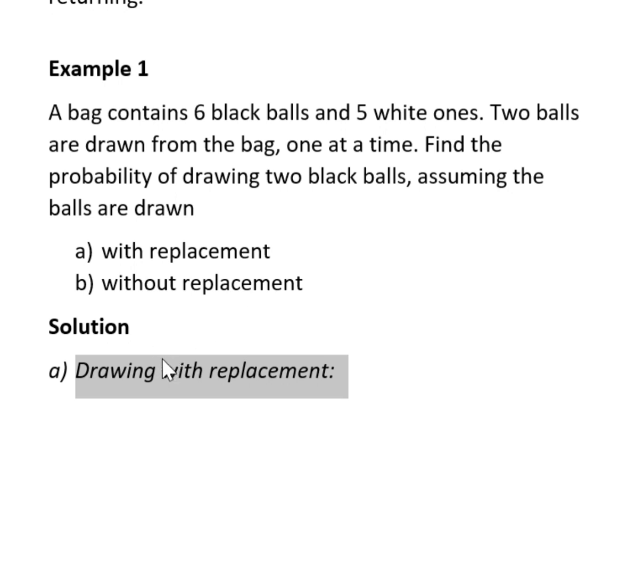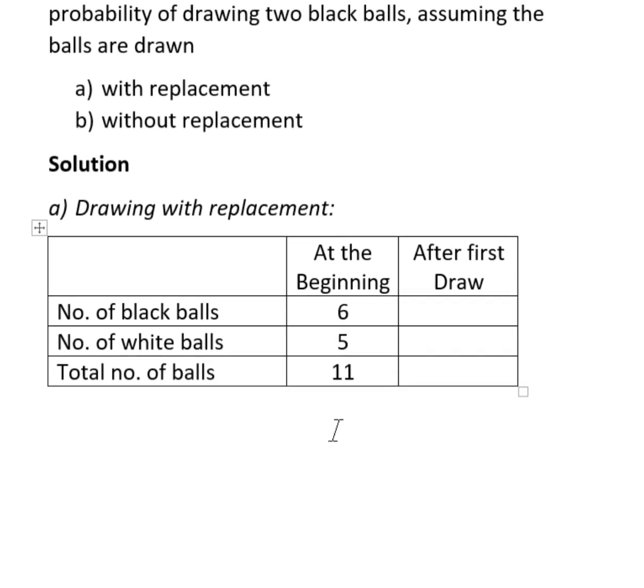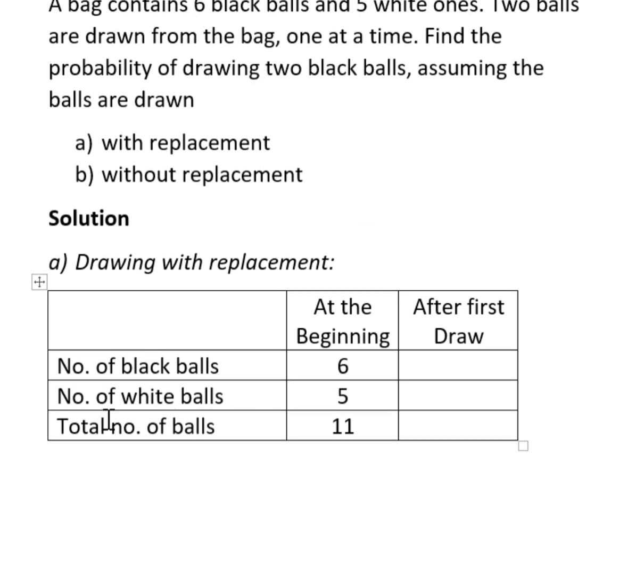Now starting with the first one, drawing with replacement, let's have a table that summarizes the items we have here. We realize that at the beginning of the experiment, before we pick anything, the number of black balls is 6, given here, and the number of white balls is 5, given here. So the total number of balls in that container is 6 plus 5, giving us 11. Now, the probability of picking 2 black balls means the probability of picking black the first time and then picking black again the second time, because we are picking 2 balls. So we have to draw twice.